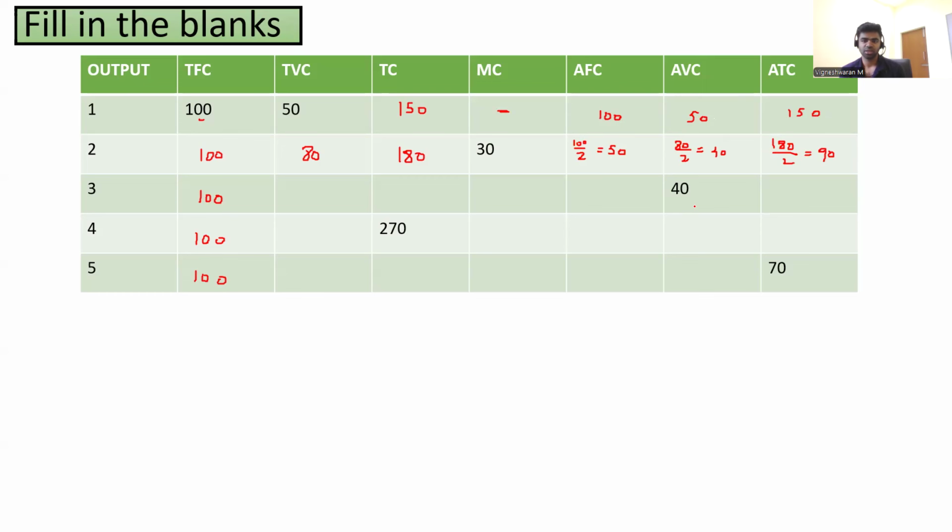Now what can we fill? See, here they have given 40. What does 40 mean? It is total variable cost divided by quantity. So that is total variable cost divided by 3. So total variable cost will be what? 40 multiplied by 3, right? So total variable cost will be 4 threes are 120. Are you getting it or not? How did I put this 120?